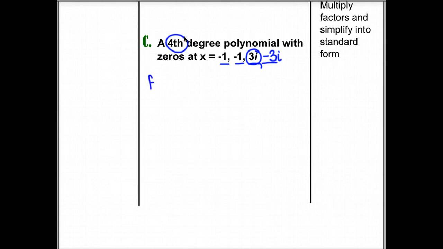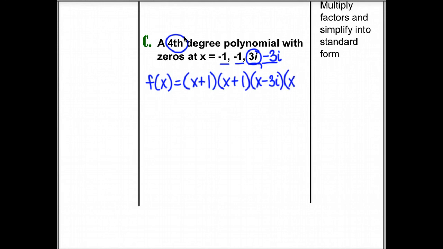So what we're going to do is write this in factored form. We have f of x equals x plus 1, because it's x minus a -1, times x plus 1, times x minus 3i, times x minus a -3i, or x plus 3i. First we're going to FOIL out the x plus 1 times x plus 1, which is x squared plus x, so plus 2x, plus 1 times 1, which is 1.